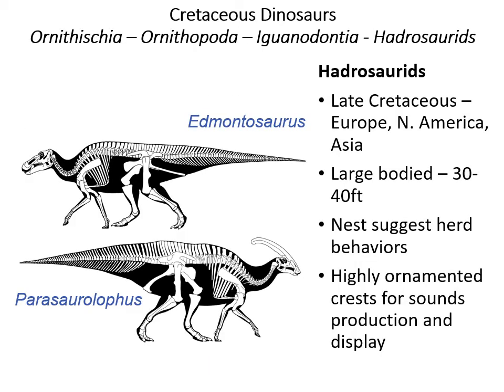Now, our hadrosaurids, though, were much more diverse and a lot more specialized. These are predominantly late Cretaceous in Europe, North America, and Asia. These got much larger, so 30 to 40 feet long. We have lots of good nesting behavior and herd behavior, so we do think these were a gregarious group. They traveled in groups. In fact, a lot of them have injuries on their tails, which has been hypothesized to be from stepping on each other, living in close proximity.